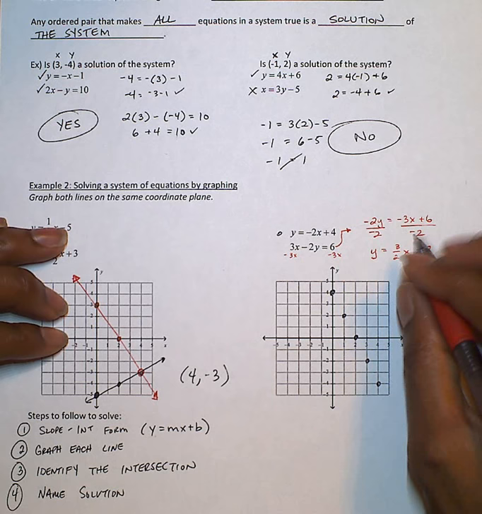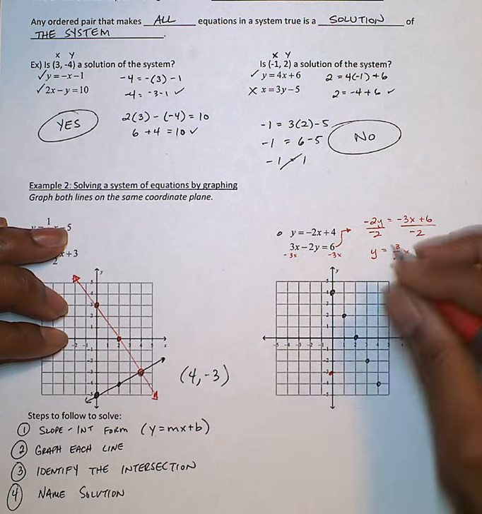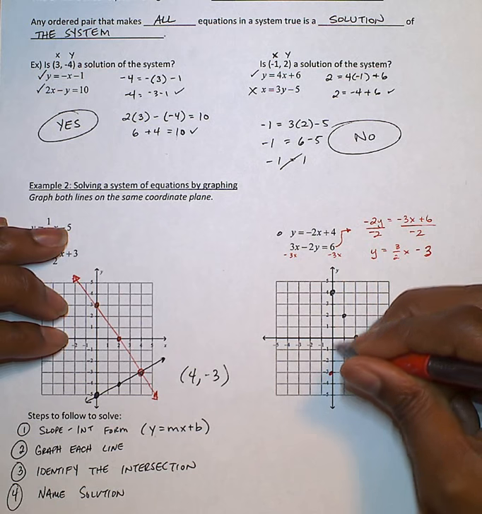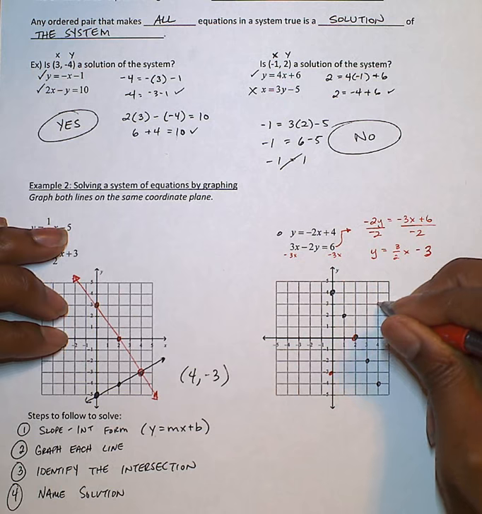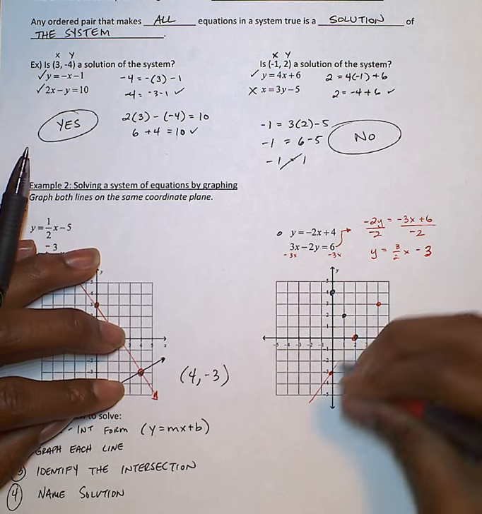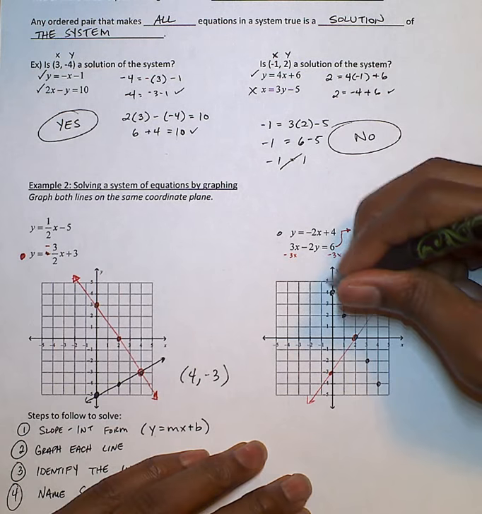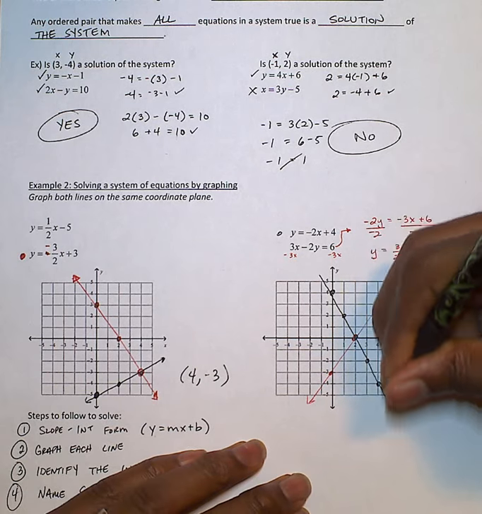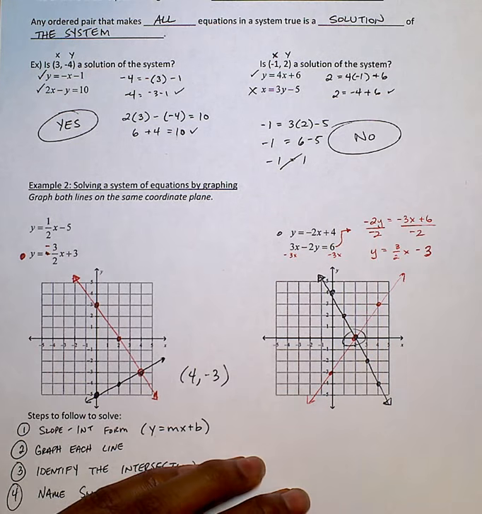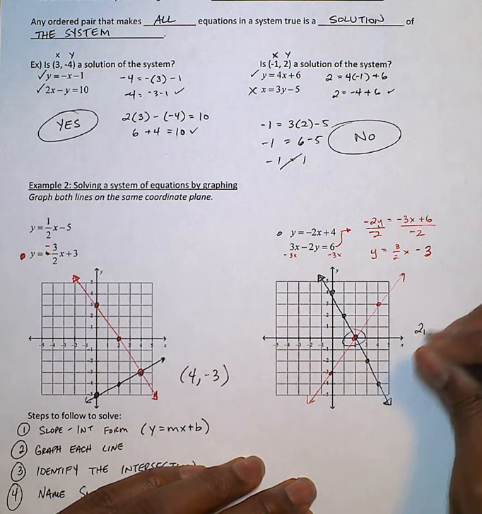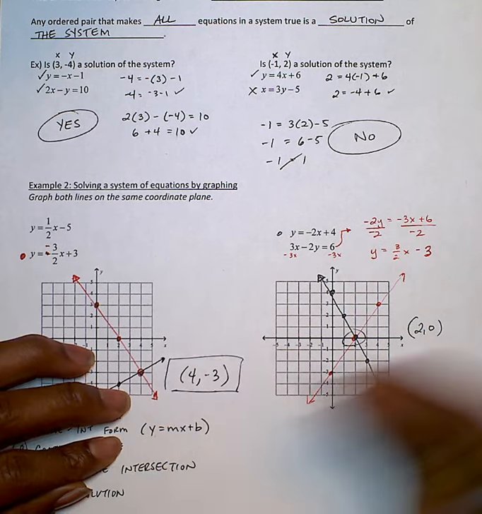Alright, so I'll start at negative 3. My slope is 3/2, so I'll go up 3, over 2. Up 3, over 2. Okay, and so here are my lines. Try to make them straight. The important part here is this location though, and that is at 2, 0. That's my solution. Notice how we're writing our solution as ordered pairs. Continue to do that.